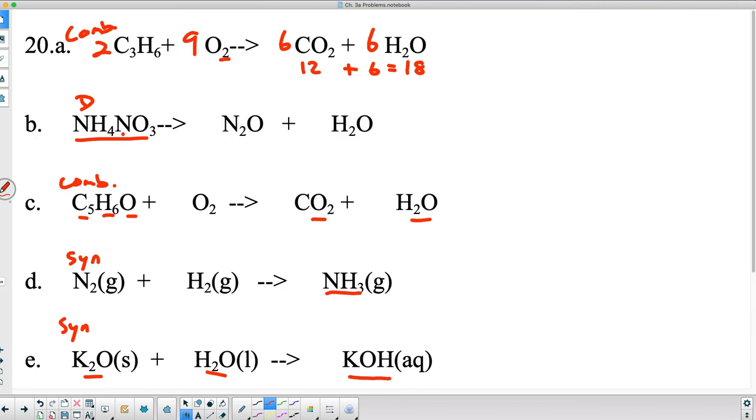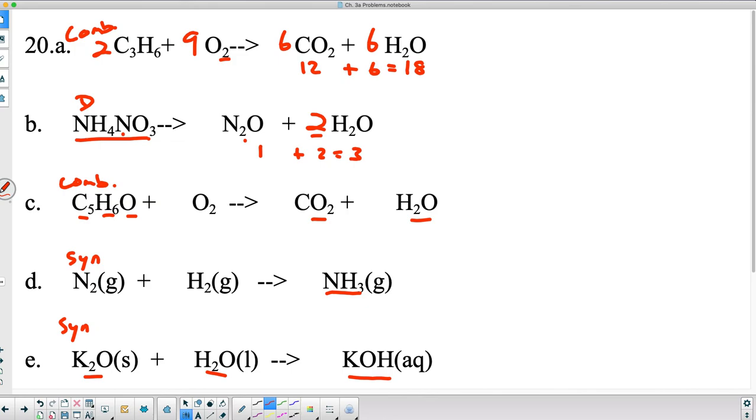I get 2 N's, 2 N's, so that balances. I got 4 H's, so I put a 2 in front here to get 4 H's. I got 3 oxygens. I got 1 plus, and then because of that 2, another 2 oxygens is 3. So just a 1, 1, 2. Super easy. Let's keep going.